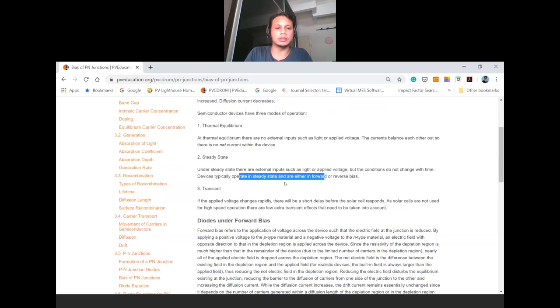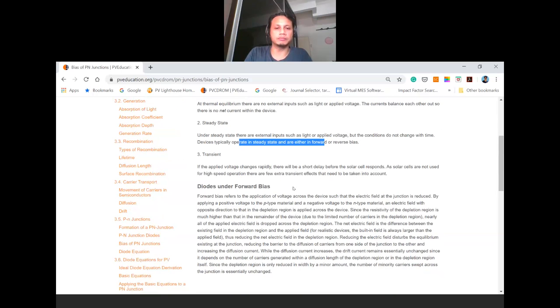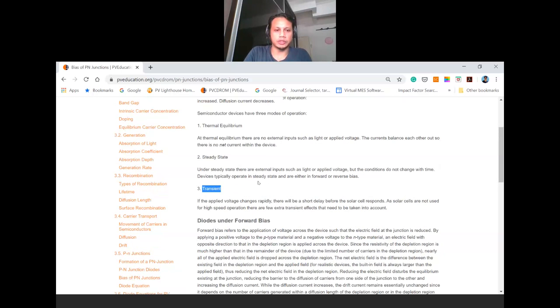And the third one is transient condition. Transient is, for example, if the applied voltage changes rapidly, then there'll be a short delay. This one is for solar cells, so the explanation is more specifically towards solar cells. But the idea of having transient is that you apply illumination or applied voltage just for a short time, and then you turn it off and see what happens to the devices, right? So this one is just a recap.